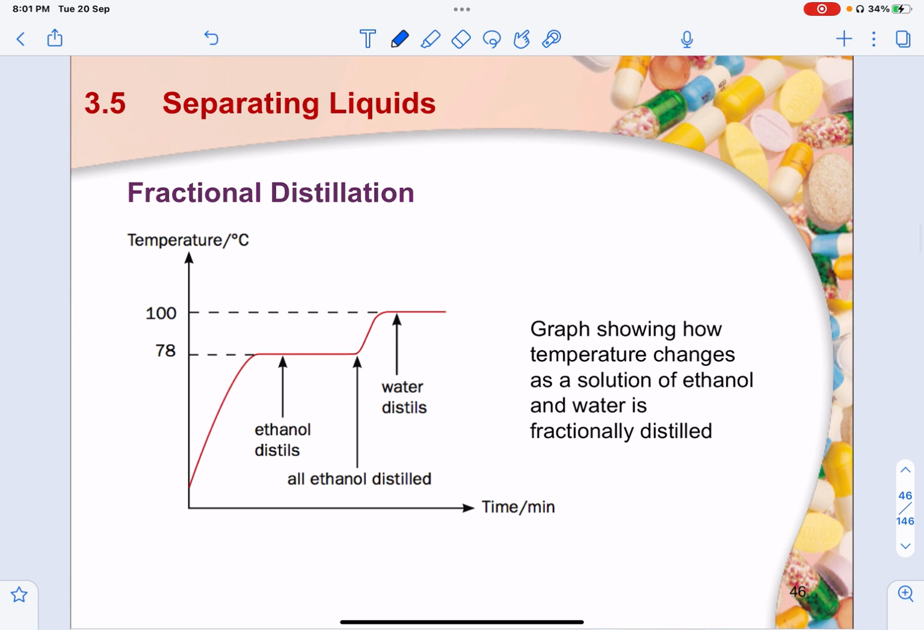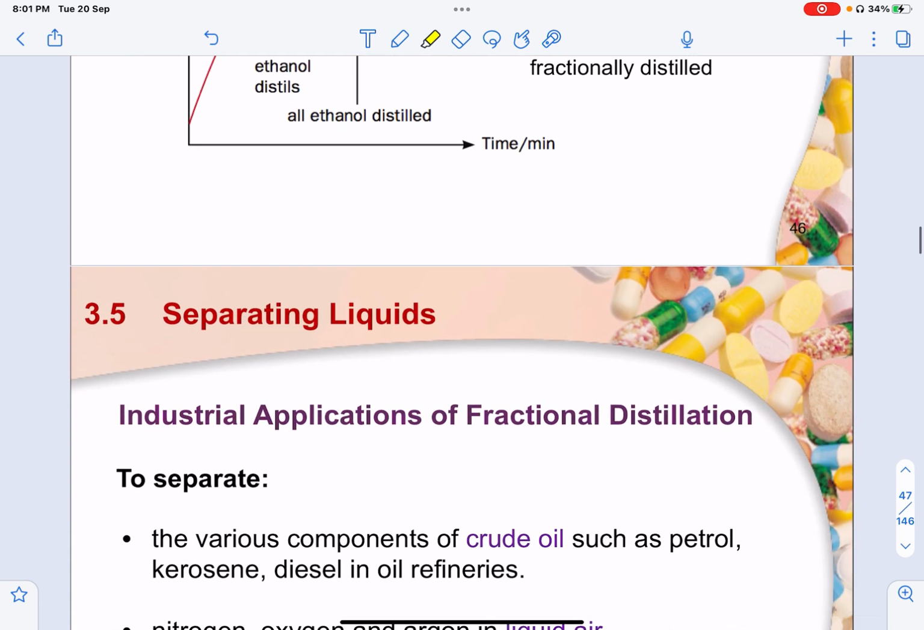So in terms of a graph, how do we go about seeing it? We will see that the boiling point of both solutions will be constant, where we can see 100 degrees Celsius is the boiling point of water, and 78 degrees Celsius is the boiling point of the distillate. So this is how the graph will look if you are required to plot the graph.